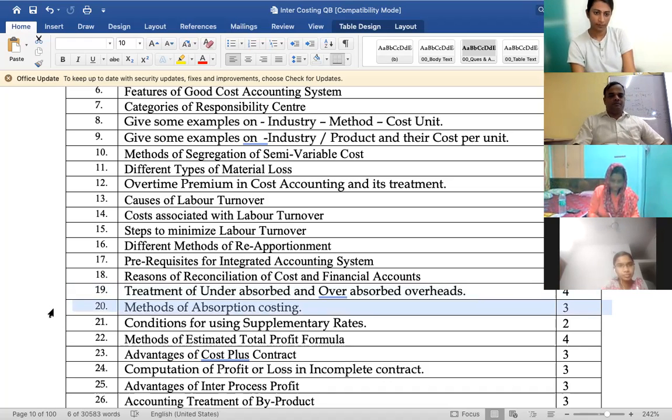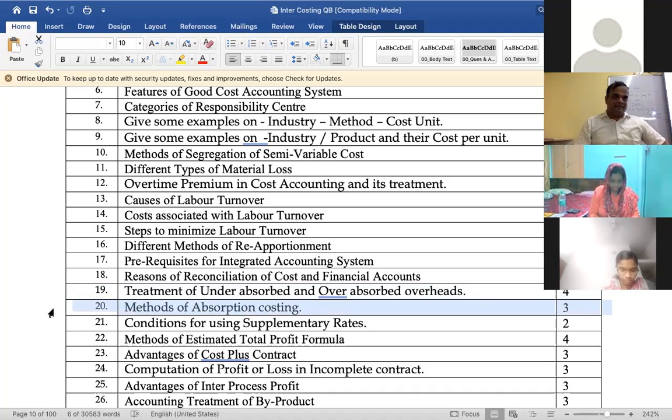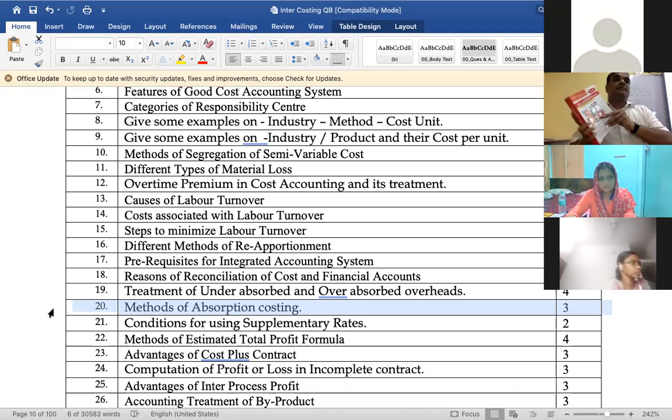Methods of absorption in overhead. Kindly check in overhead. Steps to solve overhead. Refer to the page number in LMR, our packet size book. Percentage of prime cost, percentage of direct labor cost, labor hour rate, machine hour rate, rate per unit of output. Very good. Page number 138.